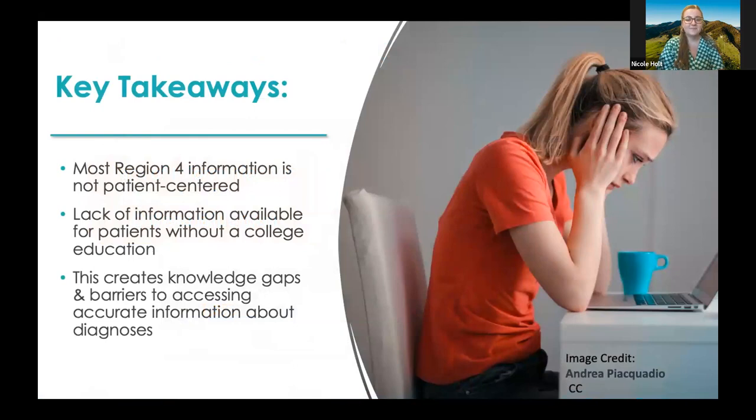Next slide, please. So in the NNLM Region 4, there's a lack of access to suitable patient-centered information. Additionally, most of the information available is written at a college reading level, which excludes patients who do not have access to a college education. The lack of suitable education at an appropriate reading level can create barriers for patients to understand their diagnosis and be able to seek care for it. And now I'm going to hand it back to Alyssa.